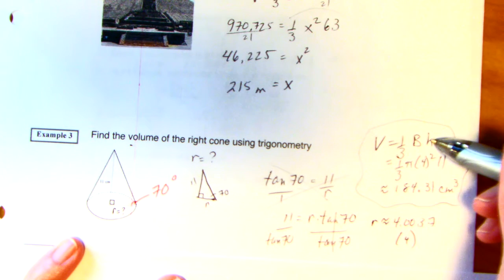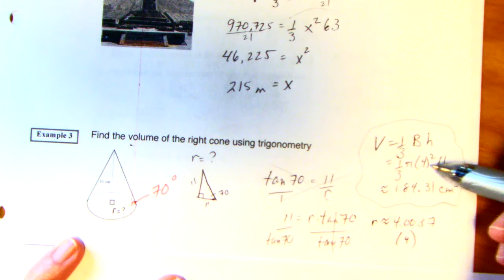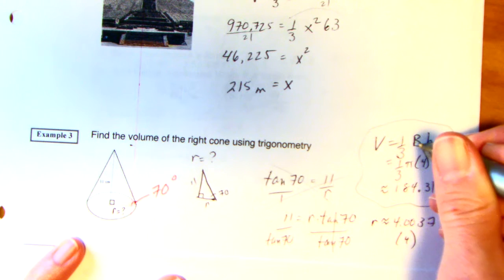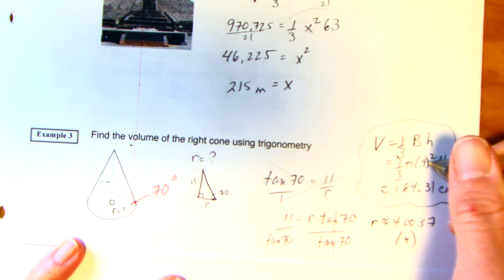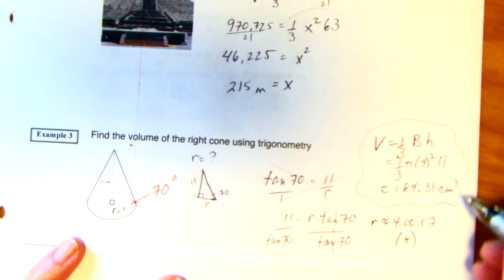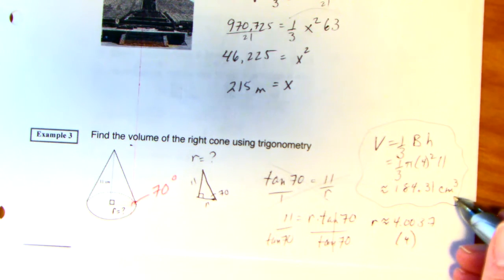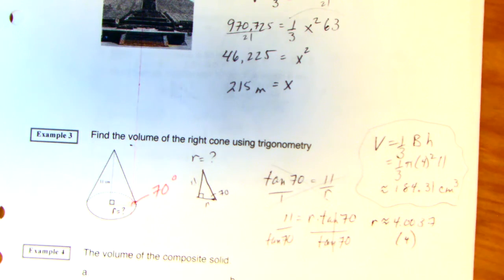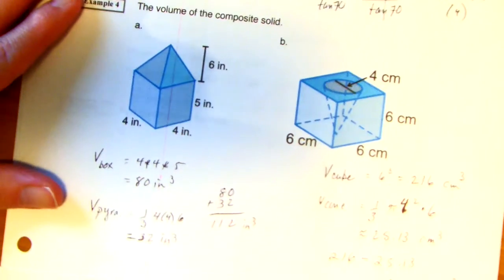So 1/3 big B times h. So 1/3 pi, pi is part of big B, r is 4 squared, times h, which is 11. Put it on the calculator. I get about 184.31 centimeters cubed. Right? Ooh, composite solids.